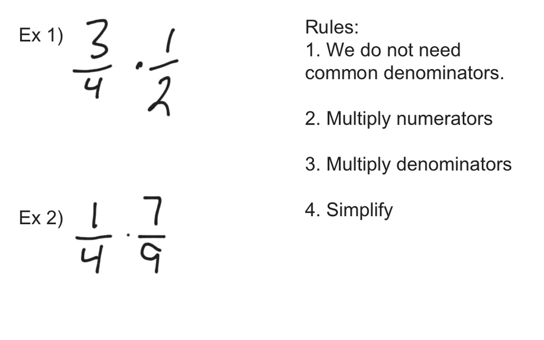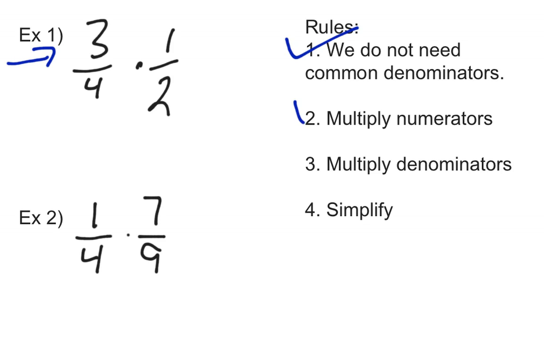I'll do example 1 for you, and we're going to go through our checklist of rules. So example 1, we're doing 3/4 times 1/2. Rule number 1, we do not need common denominators. Well, good, because my denominators are 4 and 2. I don't care that they're different. I don't have to change these over. That's a big difference between adding and subtracting, where you have to have common denominators, and multiplying, where you do not need common denominators.